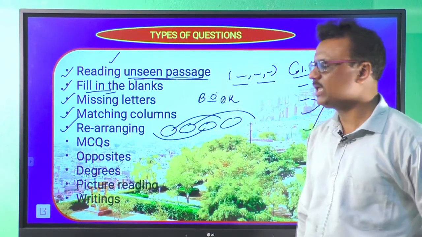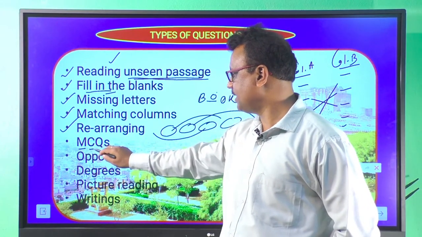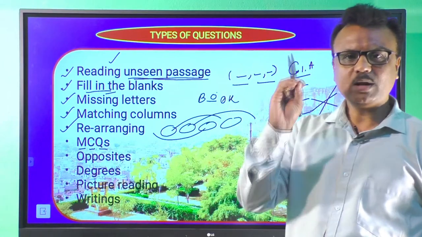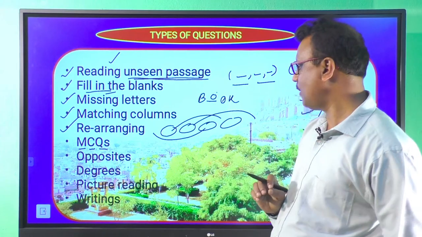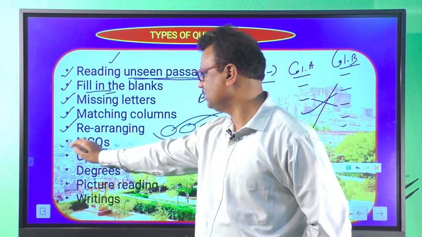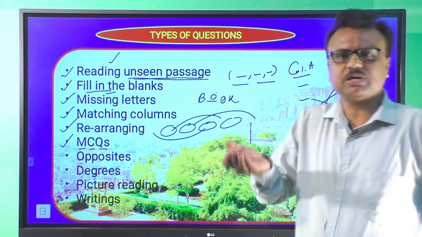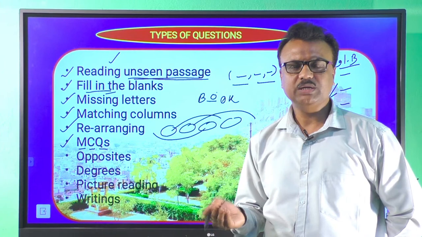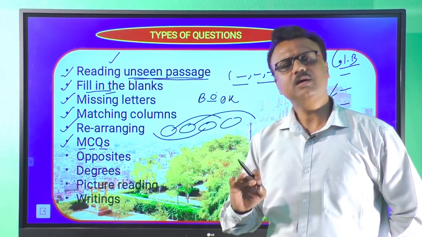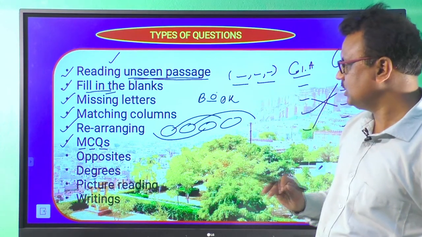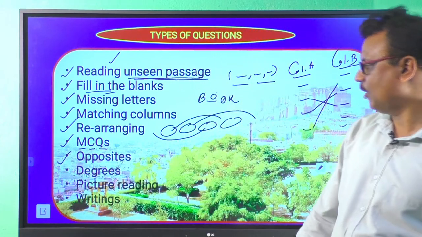Besides, MCQ questions, you know MCQ stands for multiple choice questions. One question having multiple choices A, B, C, D, you have to choose the best option, the most appropriate one. Then opposites, viparita shabda: high, low, tall, short, light, dark, white, black, in this way. Just find the opposites and fill them or supply the opposite words.